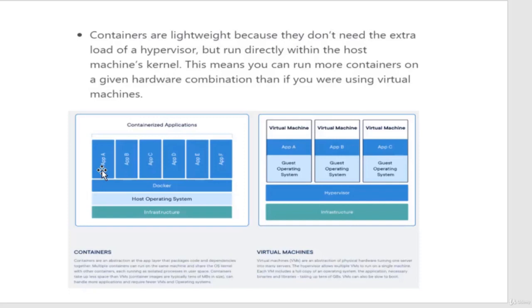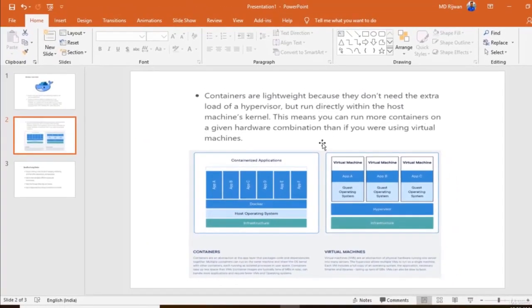5 MB of size, your application may be 100 MB, and your dependency will be 200 MB. So 200 plus 100 plus 5, it will become 305 MB. Only 305 MB you are investing to run your application, and the rest of your hard disk will remain free to run other containers. That much flexible Docker is. So containers are lightweight because they don't need an extra load of hypervisor, but run directly within the host machine kernel. This means you can run more containers on a given hardware combination than if you were using virtual machines.